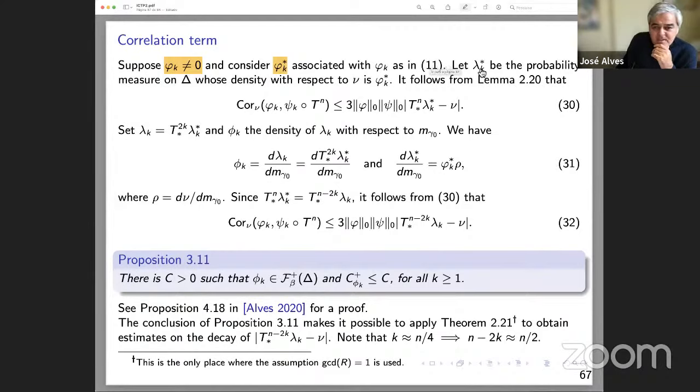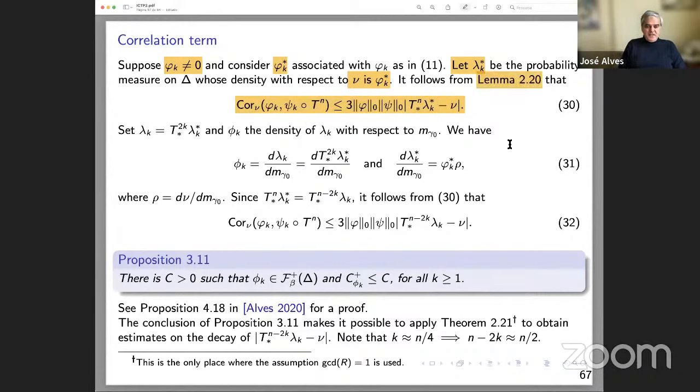And then we consider the probability measure, which I call lambda k, whose density with respect to the good measure in the quotient tower is precisely this function here. I introduced this new function, phi k star, precisely to obtain this result. That's the content of this lemma 220.